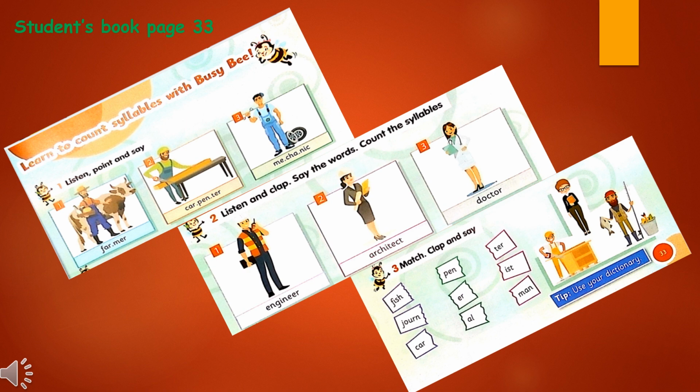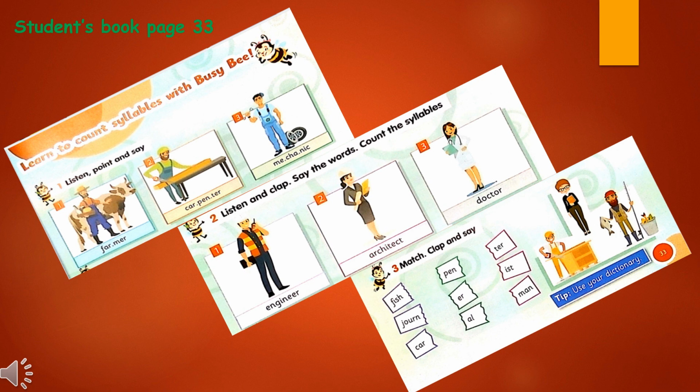Carpenter. The next one, mechanic. How many syllables? Let's count them. Mechanic. How many syllables? Yes, 3. In exercise 2, he didn't divide them. He wants you to divide them. So what I want from you is that we want to make slashes between the different syllables.